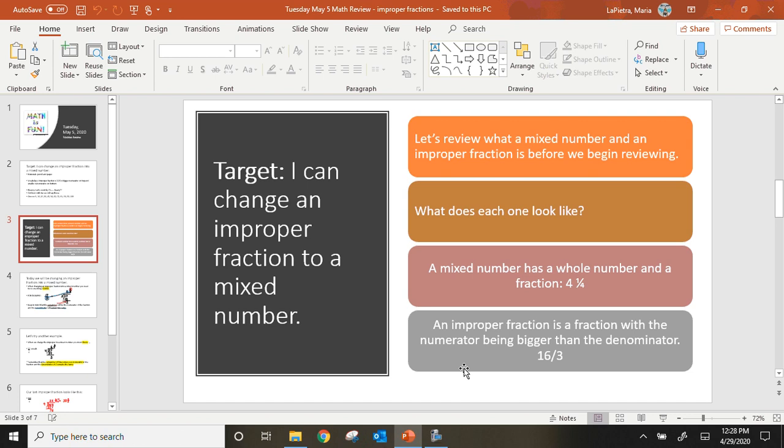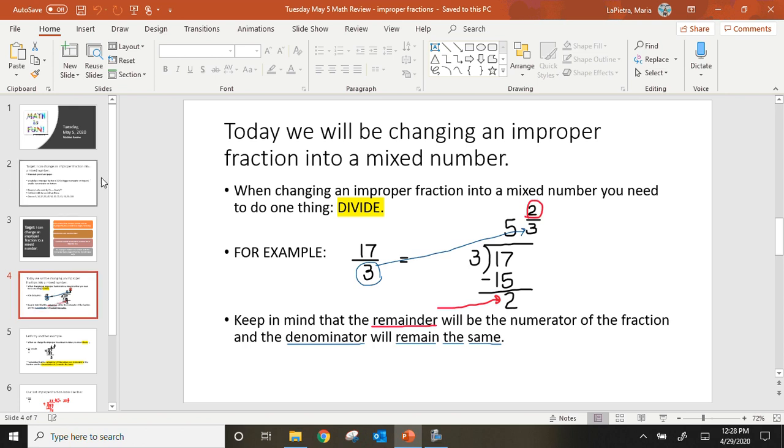An improper fraction is a fraction with the numerator being bigger than the denominator. So here's my example, 16 over 3. 16 is your numerator, 3 is your denominator. Okay, so some important things to remember about changing an improper fraction into a mixed number. When changing an improper fraction into a mixed number, you need to do one thing, and I have this highlighted here, and that is to divide.